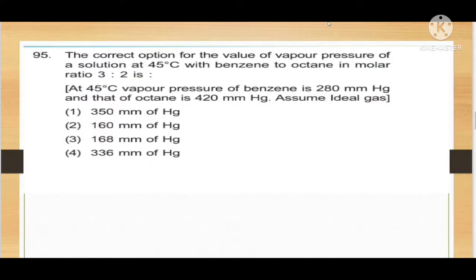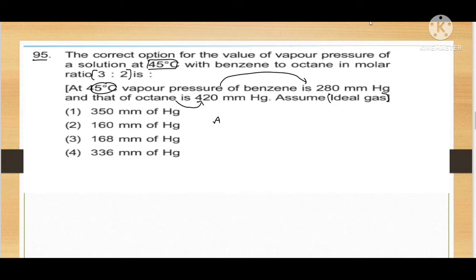Now let us discuss the 9.5 question. The correct option for the value of vapor pressure of a solution at 45 degrees with benzene to octane in molar ratio. They given the molar ratio 3 is to 2. At 45 degrees, the vapor pressure of benzene is 280 and the vapor pressure of octane is 420 mmHg. Assuming the ideal gas, you have to assume ideal gas.